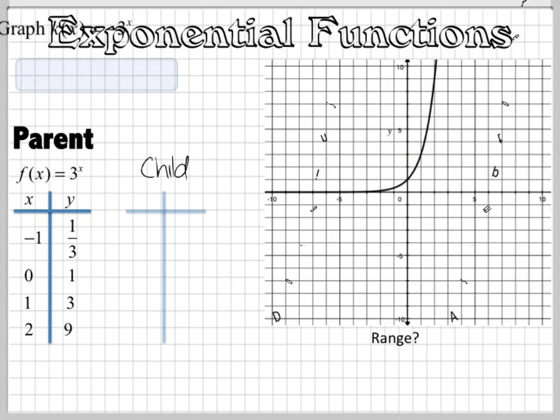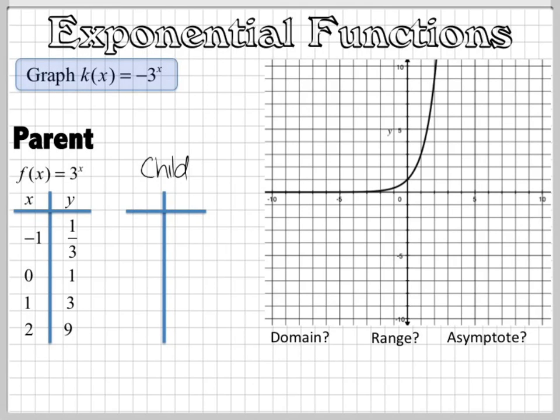Here's another child. In this child, we put a negative in front of the 3. How does that change our common function right here? This is our common function. What does it do? Y is negative. Oh wait, what does it switch? The x's or the y's? The y's. It switches the y's, and here you can test it to see if that's true.